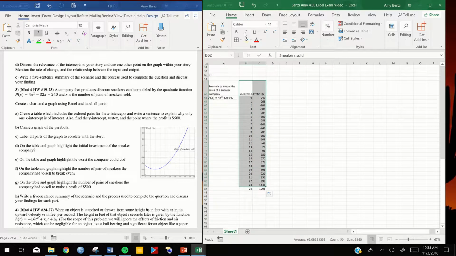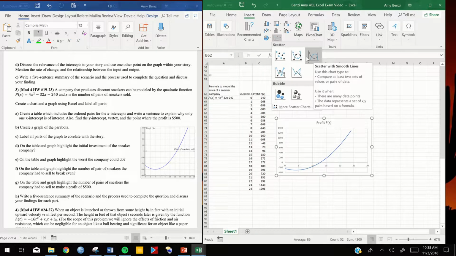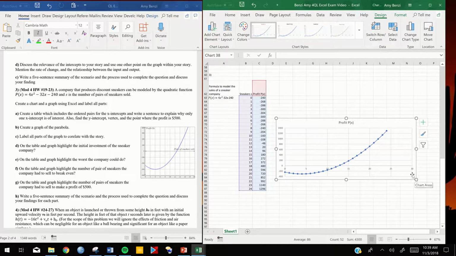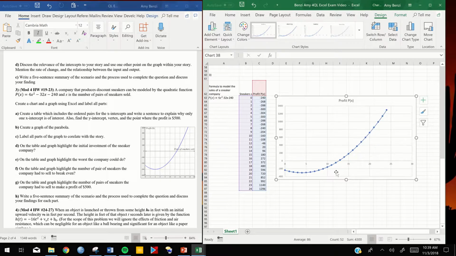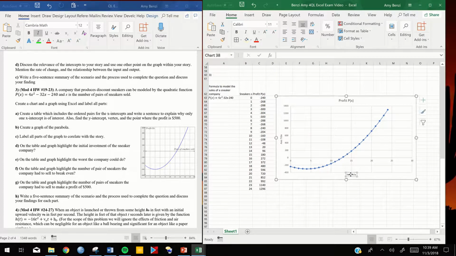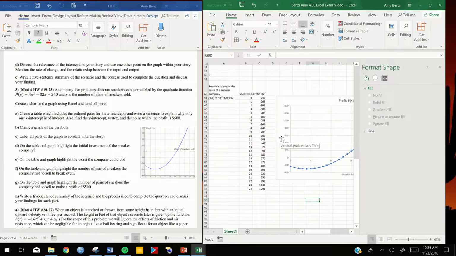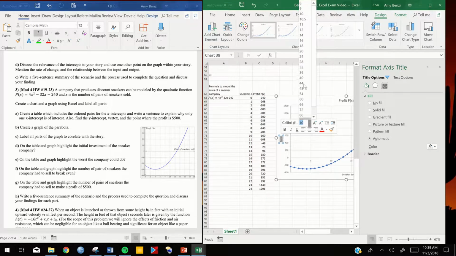I'm going to select this data and insert a scatter plot with smooth lines. And I can choose to have markers on my lines if I want. I'll go ahead and put the markers. A couple other things I want to do. Of course, I want to add some axes labels. We have pairs of sneakers sold, and then over here we have the profit. And you guys should make these larger. Make your font bigger, make it look nice.